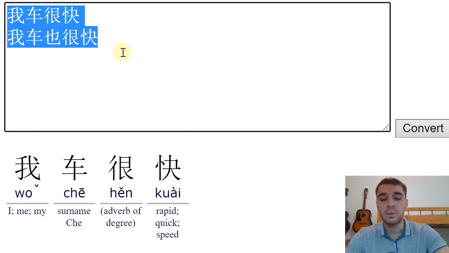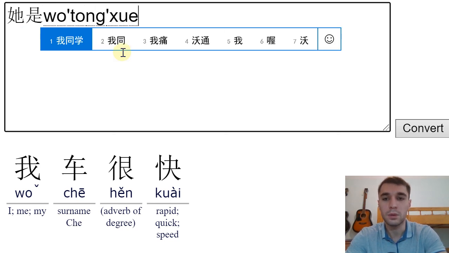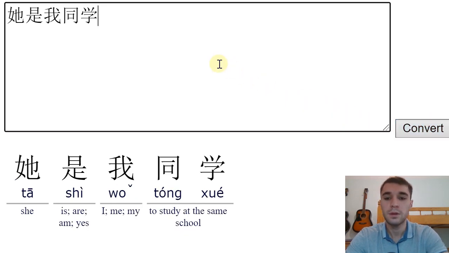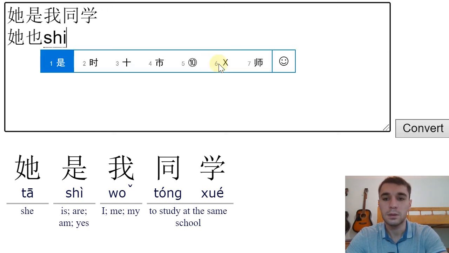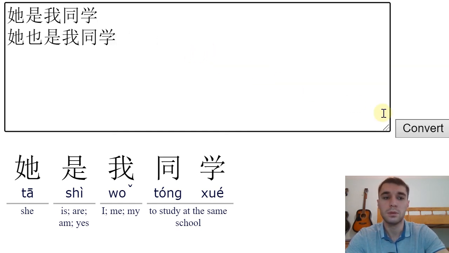She is my classmate. 她是我同学。So now we can say, she is my classmate too. 她也是我同学。Okay.